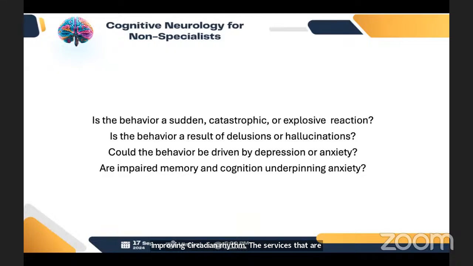So ask yourself questions before choosing the medication. Is the behavior sudden? Is it catastrophic? Can it be managed by behavioral means, or do we need the medication as well? Is it explosive, or a reaction to some kind of environmental factor? Is it a result of a delusion or a hallucination? Is it driven by depression or anxiety, or impaired memory and cognition underpinning this anxiety? Those questions will help you choose the medication.